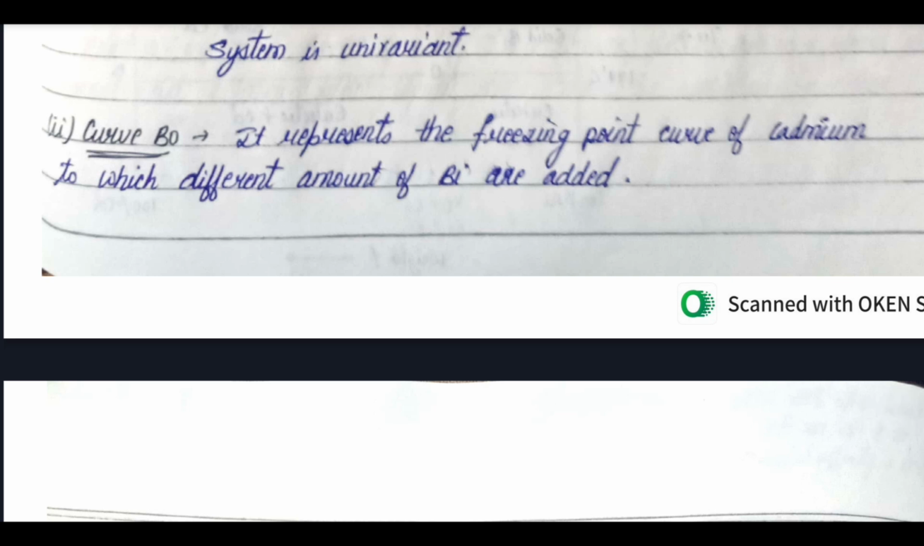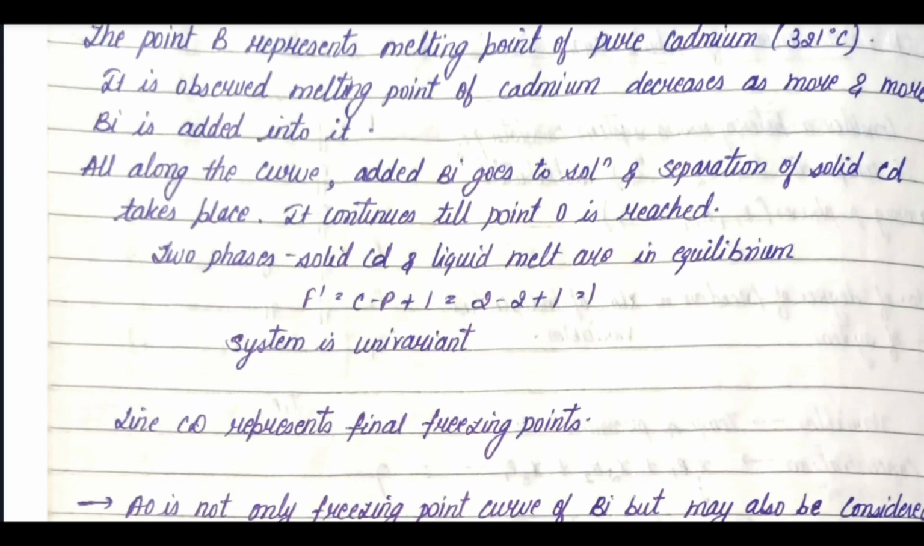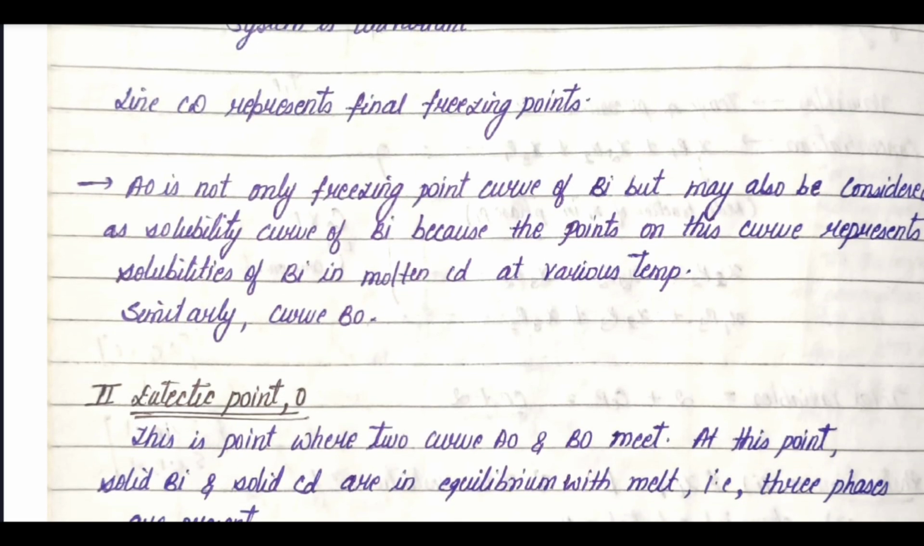Second, curve BO. It represents the freezing point curve of cadmium to which different amounts of Bi are added. The point B represents the melting point of pure cadmium. It is observed that the melting point of cadmium decreases as more and more Bi is added into it. All along this curve, added Bi goes into solution and separation of solid Cd takes place. It continues till point O is reached. Two phases, solid Cd and liquid melt, are in equilibrium, so F' is equal to 1, the system is univariant, and the line Cd represents the final freezing point.